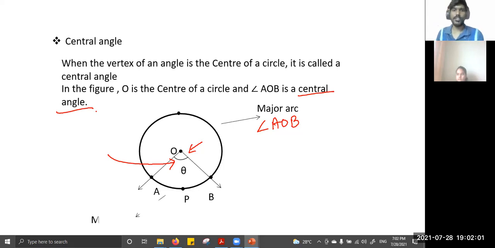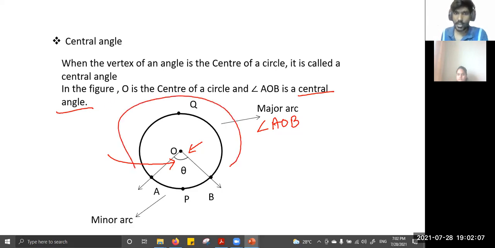Okay. Also, here the same concept. We have the major arc. So this bigger portion is called the major arc, AQB, and the smaller portion is called the minor arc, arc APB.